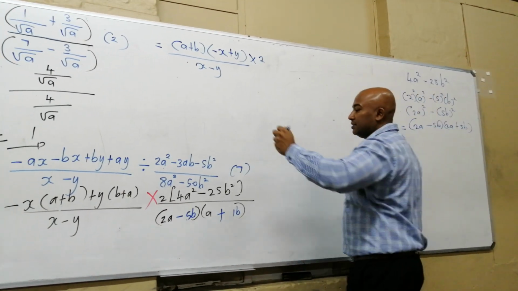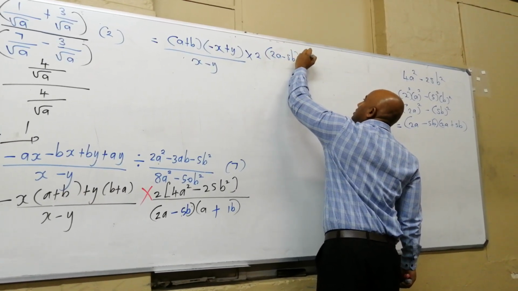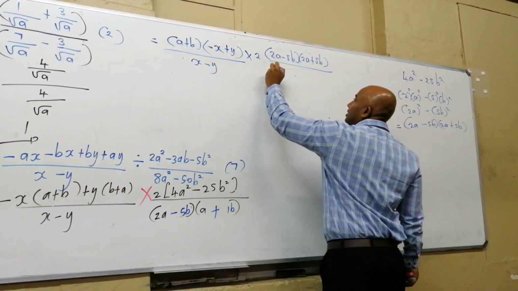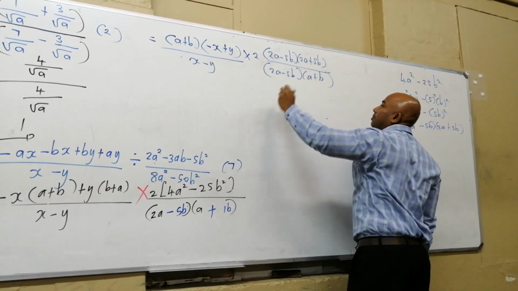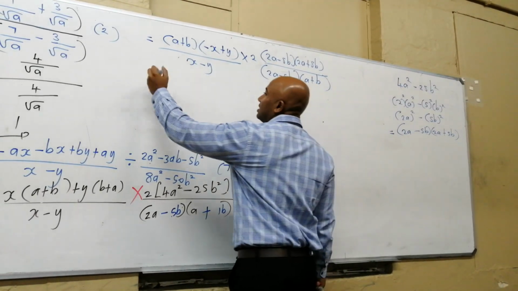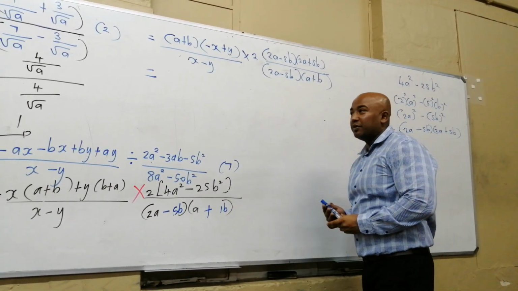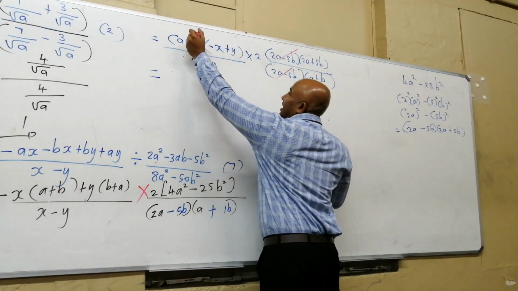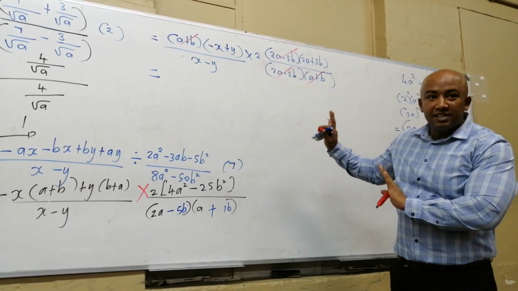So let's write that down. That is 2a minus 5b, 2a plus 5b, all divided by, in the denominator there, 2a minus 5b, and then we got a plus b. Now, let's see. We factorized. What cancels now? Let's see what cancels at the moment. Alright, so clearly that and that will cancel. A plus b will cancel. Nothing else as it stands here.